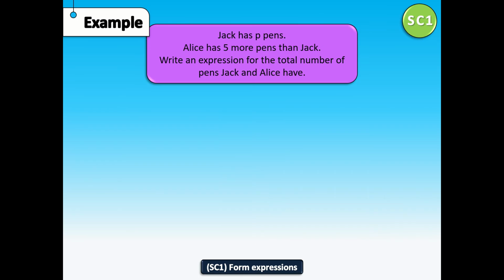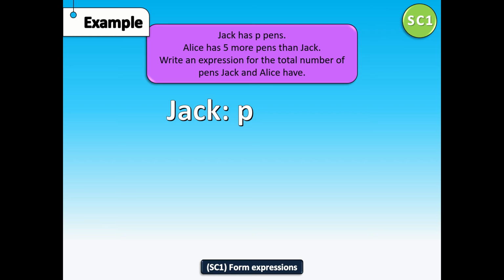So Jack has P amount of pens. Alice has 5 more pens than Jack, and we want to write an expression for the total number of pens that Jack and Alice have. So Jack has P amount of pens. That means we don't know how many pens Jack has, so we're going to use the letter P to represent how many pens he has.